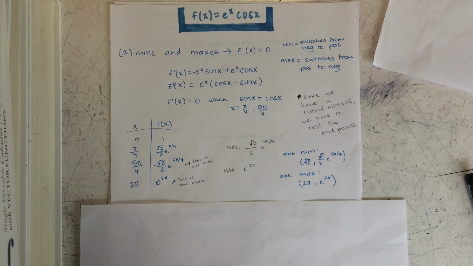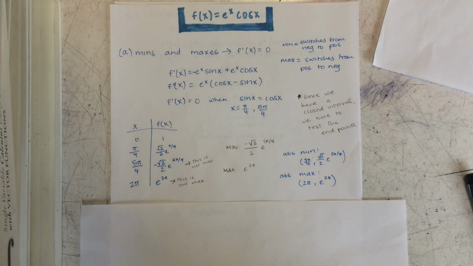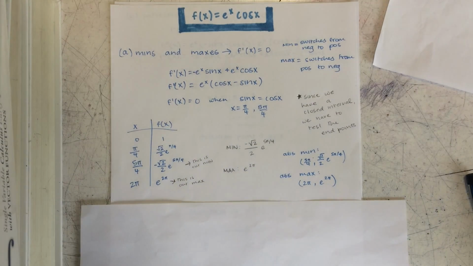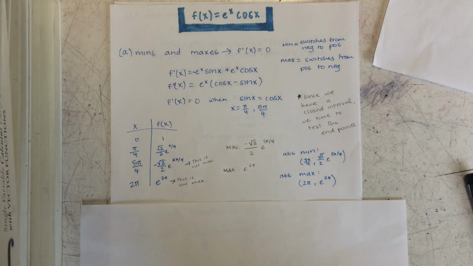If you look over to the left, you see I have a little table. We're looking at 0, pi over 4, 5 pi over 4, and 2 pi. If we plug those into our function, we'll get 1, square root of 2 over 2 e to the pi over 4, negative square root of 2 over 2 e to the 5 pi over 4, and e to the 2 pi. So now we see that our absolute minimum is at 5 pi over 4, negative square root of 2 over 2 e to the 5 pi over 4, and our absolute max is at 2 pi, e to the 2 pi.